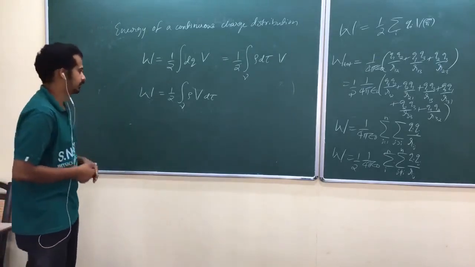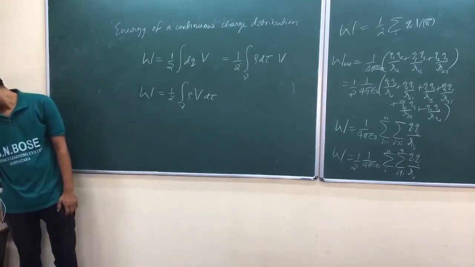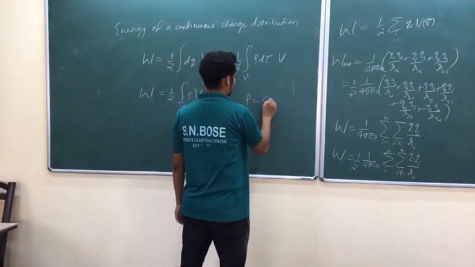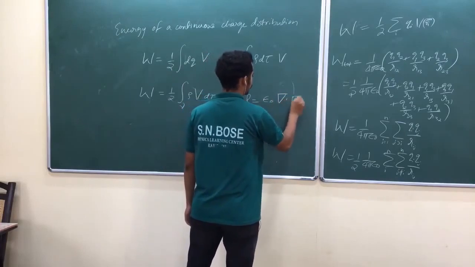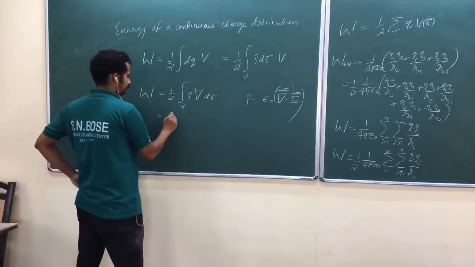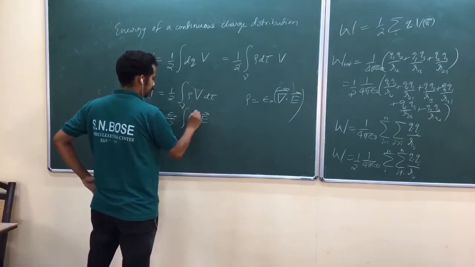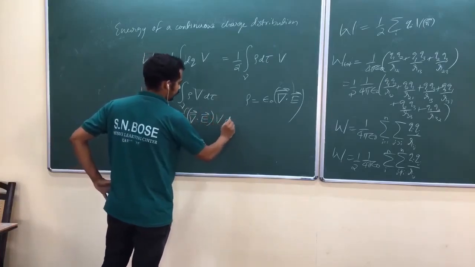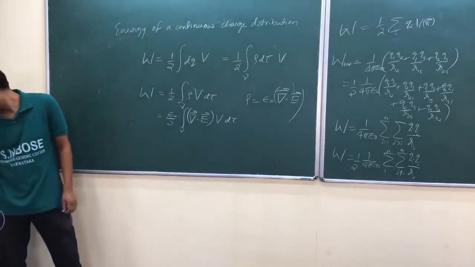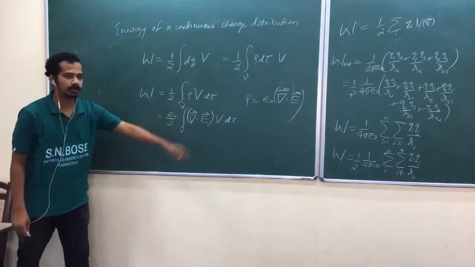Now we have one small derivation here quickly. So rho, I can write as epsilon naught into del dot E, according to Gauss law. Check it out. So epsilon naught by 2, I'll take that epsilon naught outside, del dot E into scalar V dτ. Am I right? Volume integral. Epsilon naught into del dot E, that is rho.